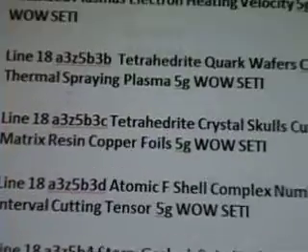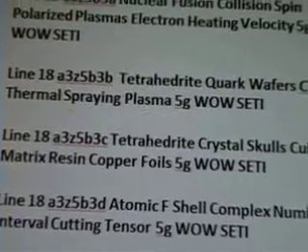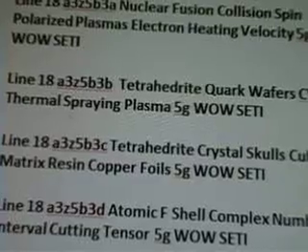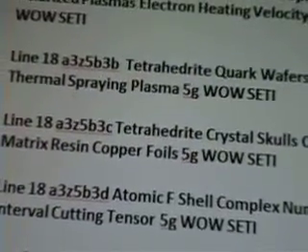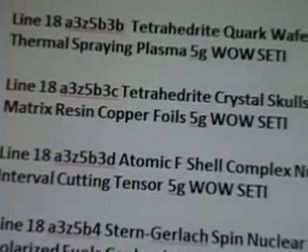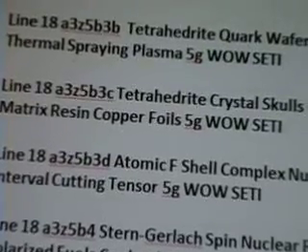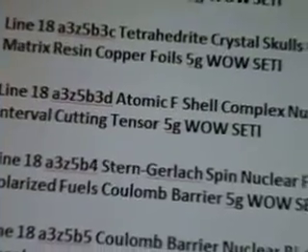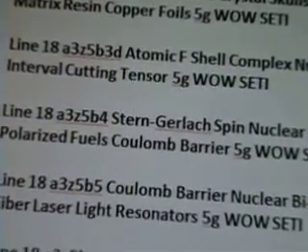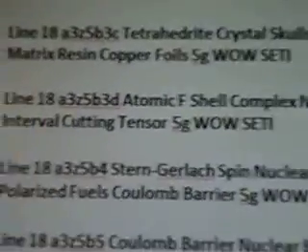The next one will be called line 18A3Z5b3B. Tetrahedrite, Quark, sorry I don't know how to say it. Quark wafers, CBD, thermal spraying, plasma 5G Wow Seti. Next is line 18A3Z5b3C. Tetrahedrite, crystal skulls, cubic, matrix, resin, copper foils 5G Wow Seti. Line 18A3Z5b3D is atomic F shell complex numbers. Interval cutting tensor 5G Wow Seti.